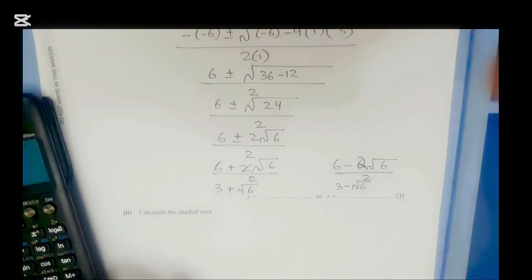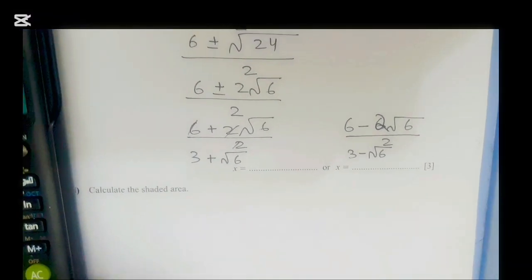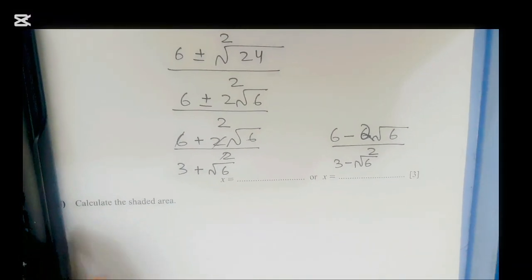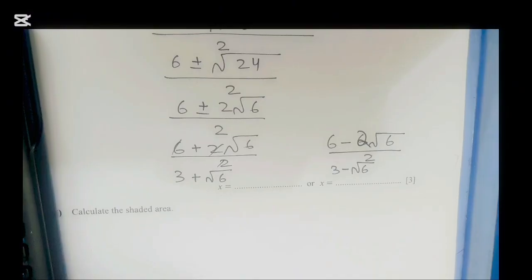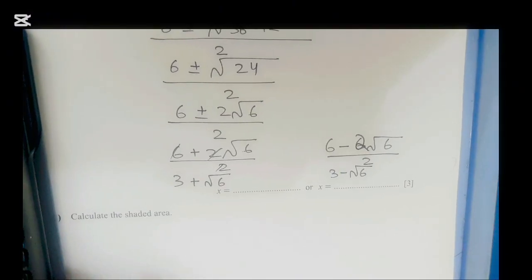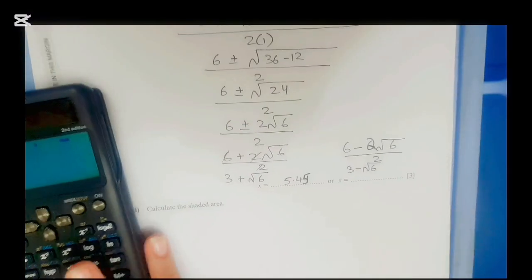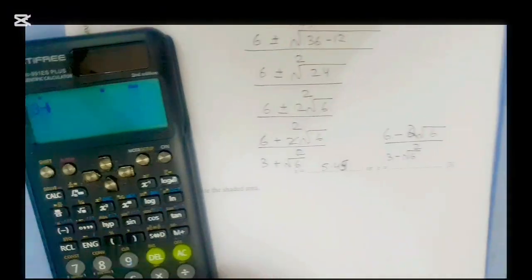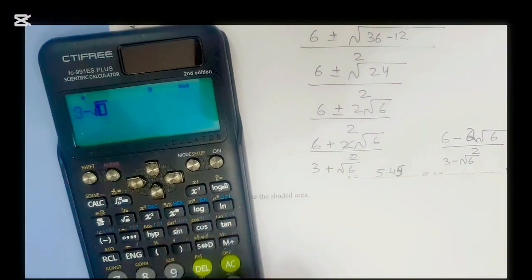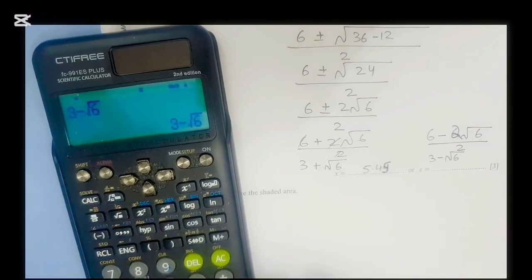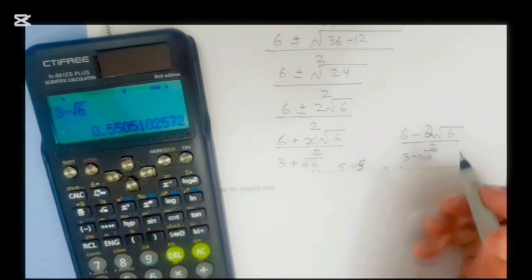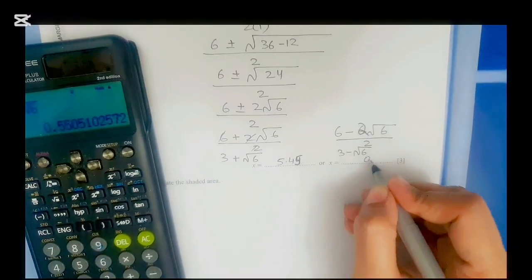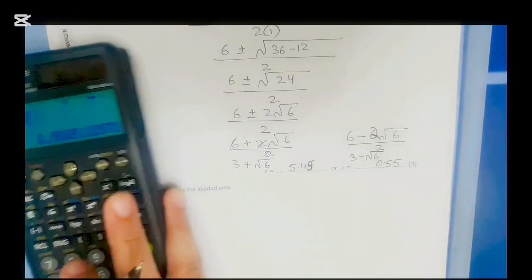So here we can solve 3 plus root 6, it would be 5.44. Now for the second one, 3 minus root 6, it would be 0.55. So these are the two values of x.